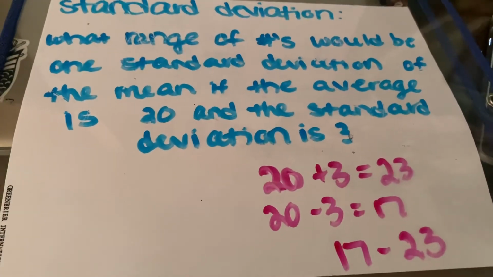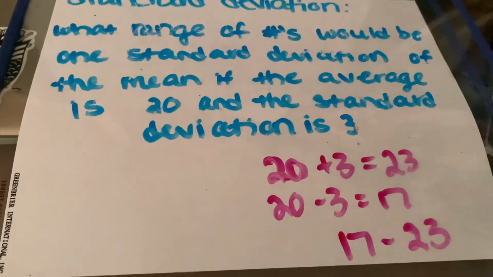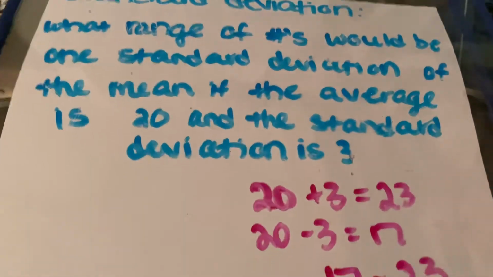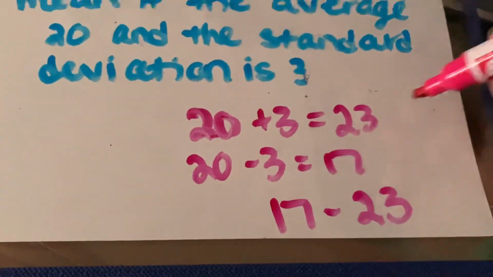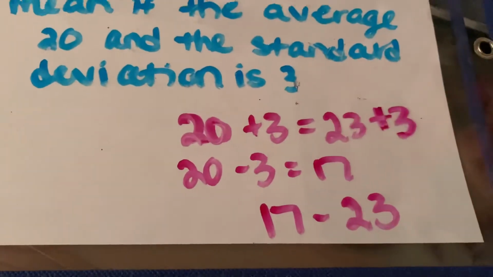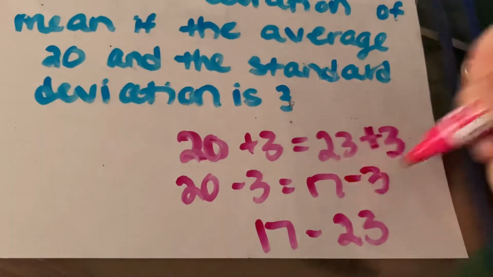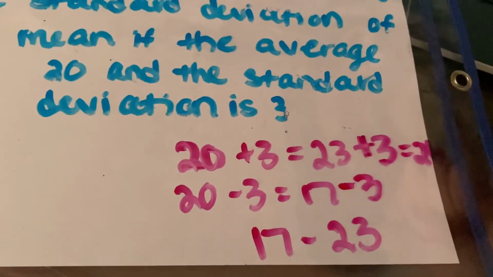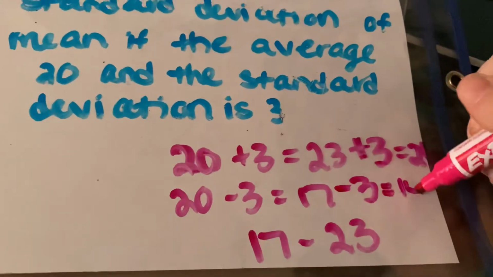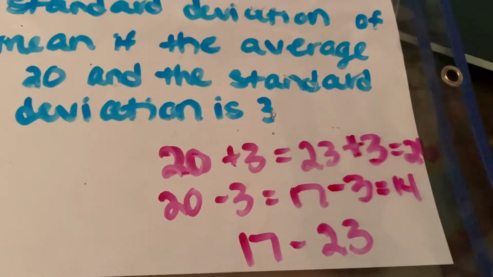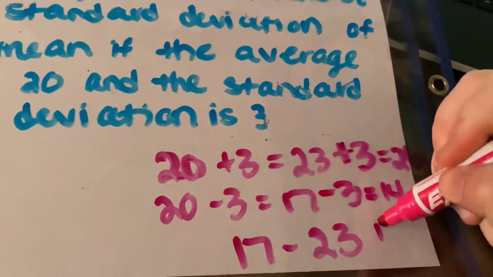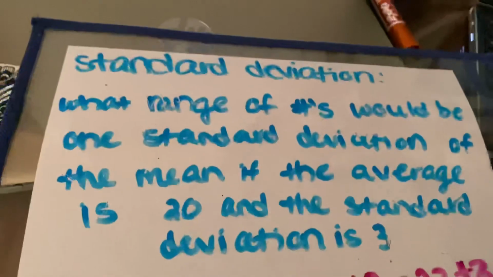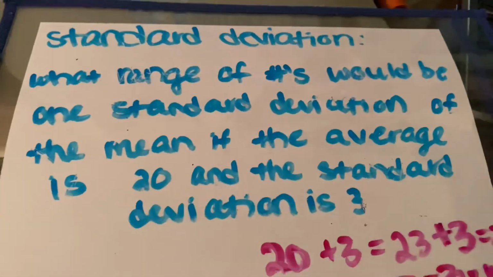If it asks you for 2 standard deviations, what you would do is you would do it again. So this is 1 standard deviation. To make it a second standard deviation, I would again add another 3 and subtract another 3. So our second standard deviation would be 14 to 26. So that's what you're going to be asked to do with standard deviation.